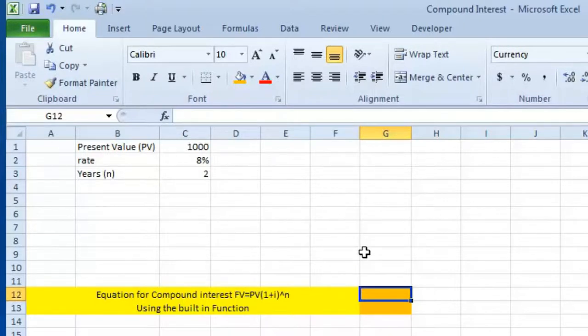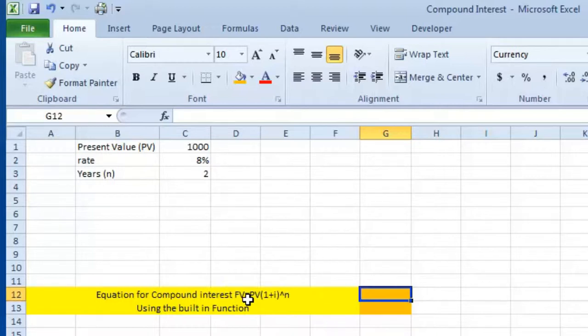Today we're going to cover compound interest and the equations. So this is going to be a good step up. We're going to look at doing equations, and we're going to do it longhand, and we're going to use the built-in function in Excel. So we're going to do it both ways.